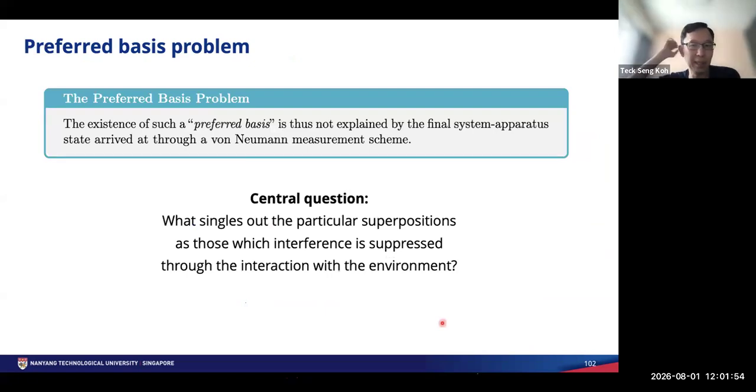So the preferred basis is not explained by this von Neumann measurement scheme, okay? And then the central question is what singles out the particular superpositions. Okay, I'm going to go over time, so if you could bear with me for another 15 minutes, I think I should be done.